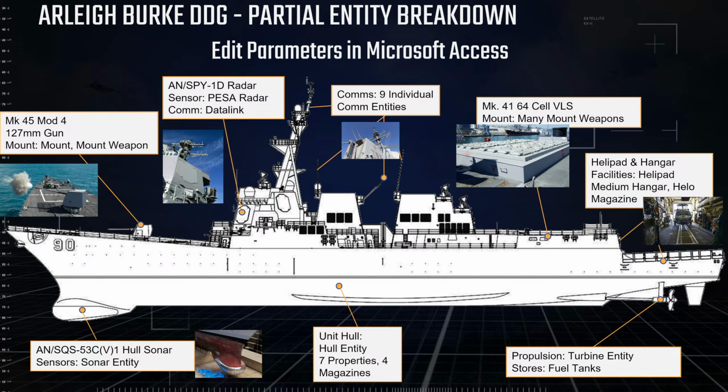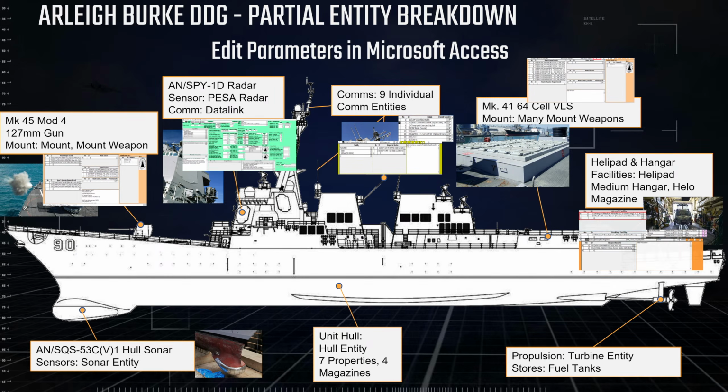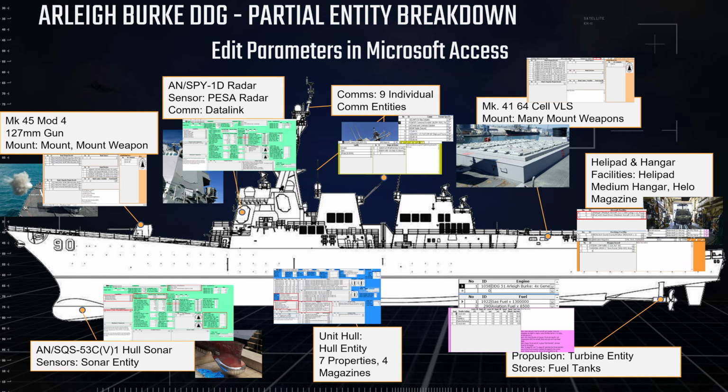Similarly, this slide shows a U.S. Navy destroyer. And just like the F-22, we can see that it's broken down into its individual components. The hull, propulsion, the onboard mounts and VLS cells or launchers, communications, its radars, its sonar systems, as well as its aviation facilities.